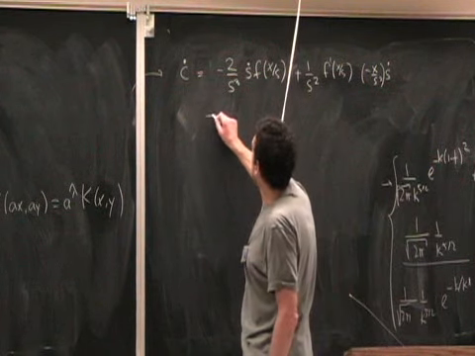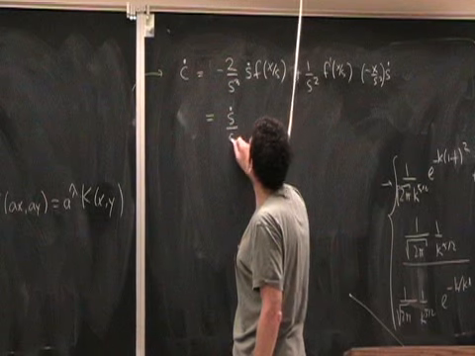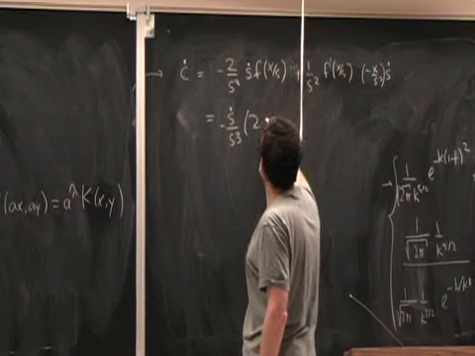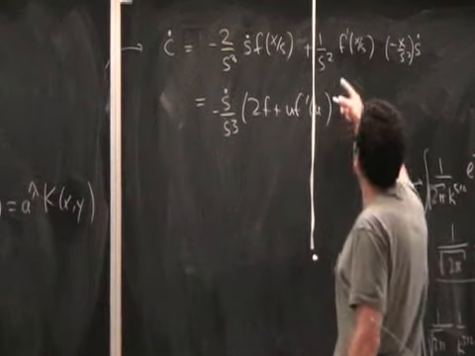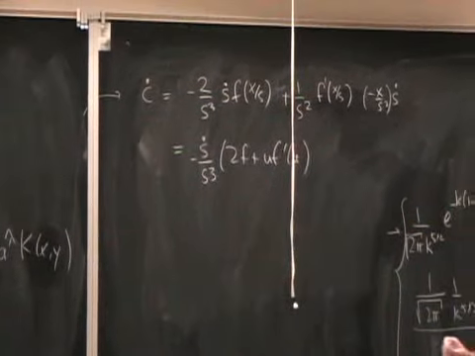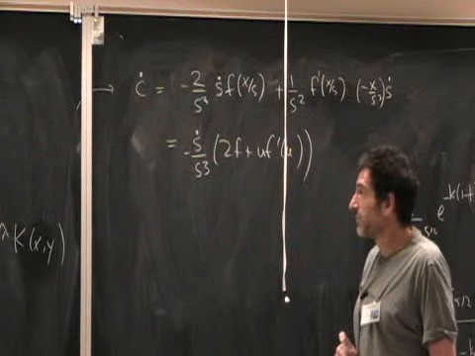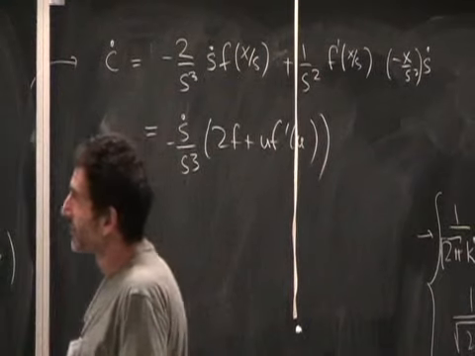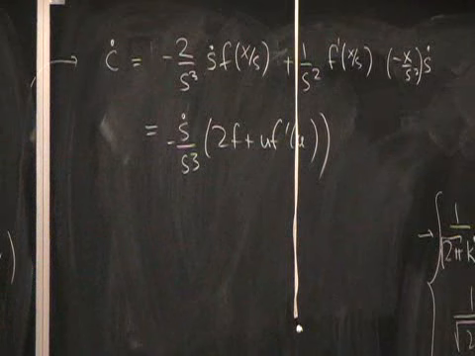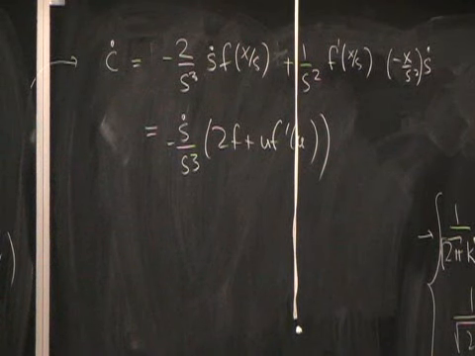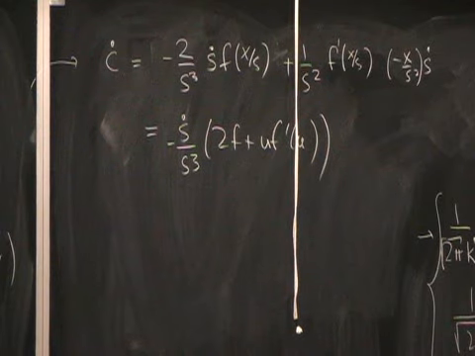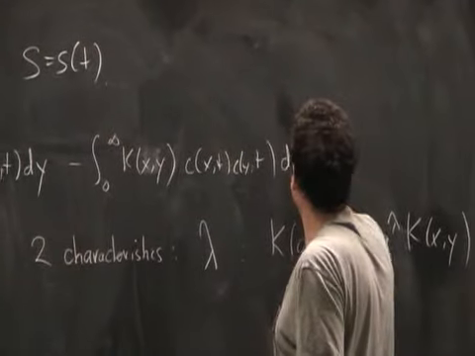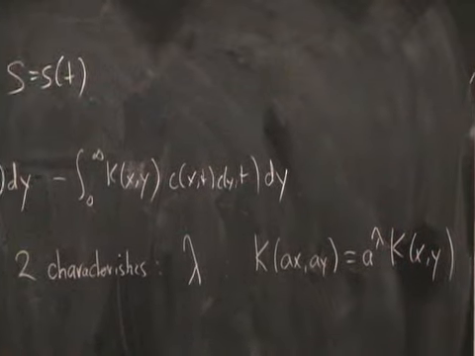So if I gather everything up, I'm going to get s dot over s cubed with a minus sign, 2f plus u f prime. So I'm now calling the scaling variable just u. So that's the left-hand side. On the right-hand side, there are two similar terms. Let's just focus on this one. By the way, there's here an integral in dy. Let's just focus on the second one.